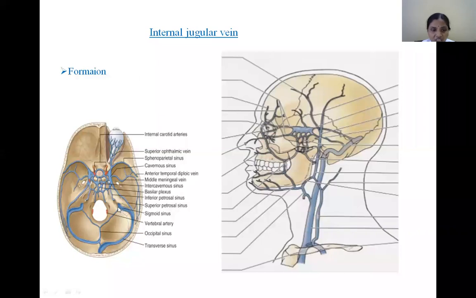So this continuation of the sigmoid sinus, in addition, receives the inferior petrosal sinus. You see, along the inferior border of the petrous bone, there is a sinus, the inferior petrosal sinus. This inferior petrosal sinus leaves the cranial cavity through the anterior part of the jugular foramen. So these are the 2 tributaries, the inferior petrosal sinus and the sigmoid sinus, both fused to form the internal jugular vein. That's the beginning of the internal jugular vein.